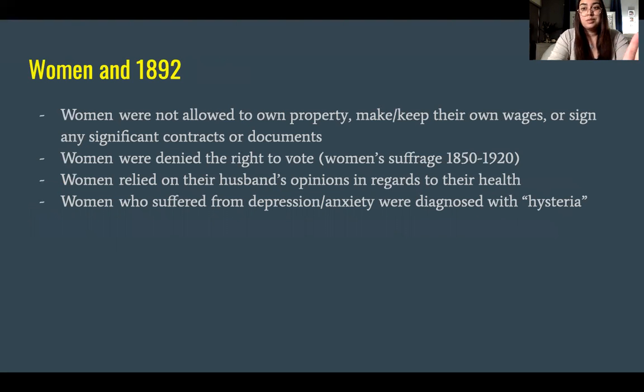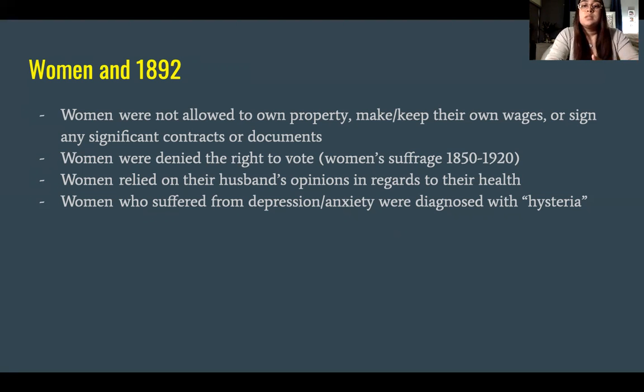So let's talk about what women were facing when she published this, right? So women in 1892. After marriage, you were not allowed to own property, make or keep your own wages, or sign any significant contracts or documents. You were basically at your husband's mercy. You were his property. Women were denied the right to vote until the 1920s. 1850 is kind of not too accurate. I would say 1840s is when women started to convene and form groups that would fight for women's rights.